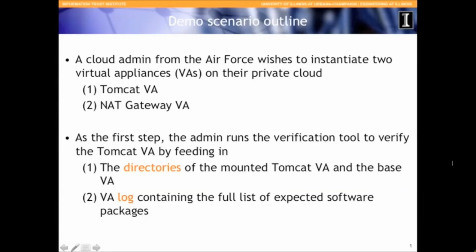In this demo, we have a cloud administrator from the Air Force who wishes to instantiate two virtual points on their private cloud. One, Atomkit virtual points, and the second, Net Gateway virtual points. As a first step, the administrator runs our verification tool to verify the Atomkit virtual points by feeding in the directories of the mounted Atomkit virtual points and the base virtual points. Also, he feeds in the virtual points log that contains a full list of expected software packages.